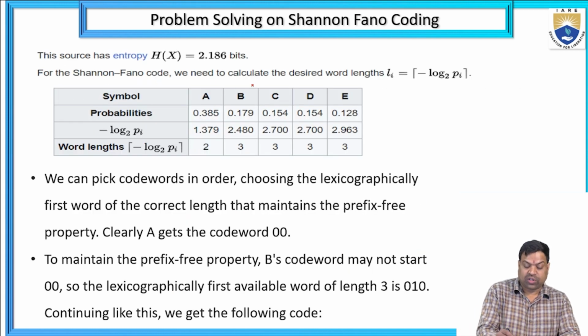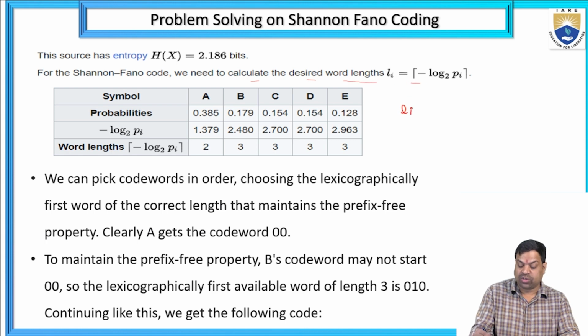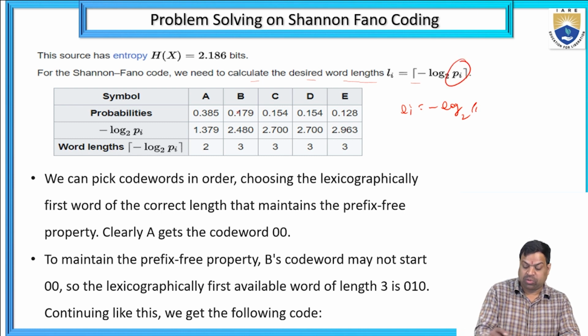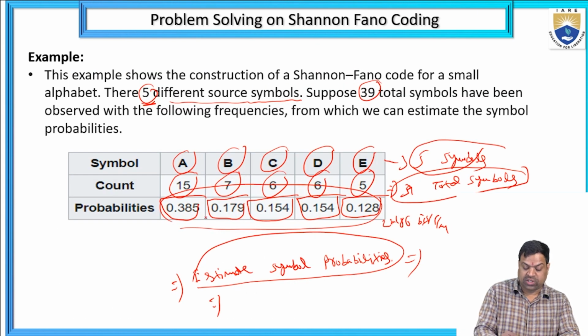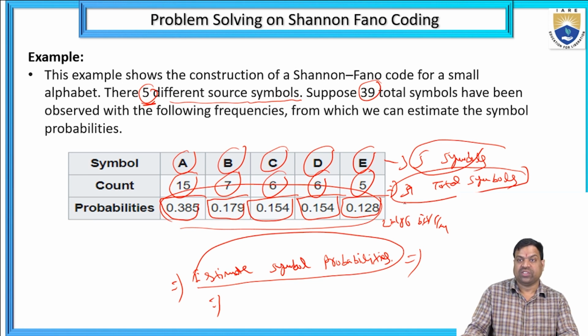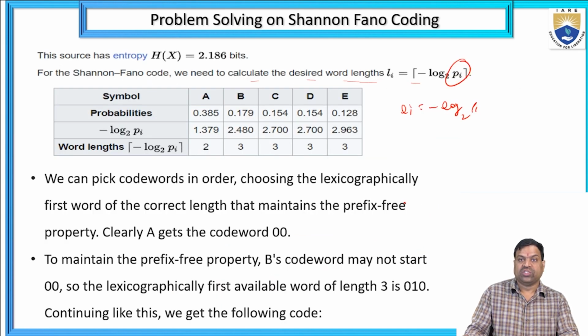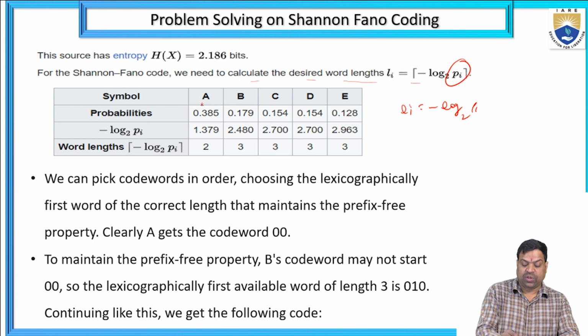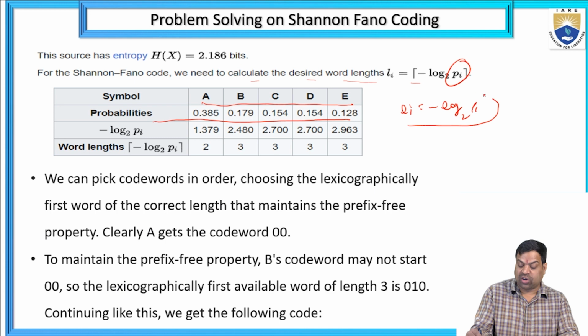For the Shannon-Fano code, we need to calculate the desired word length Li equal to minus log base 2 of Pi. Pi is nothing but the probability. What is the probability here? In the question it is already given: 0.385, 0.179, like this. The symbols, we already know from the question, are A, B, C, D, and the probabilities are also given. But we have to find the entropy. So for Shannon-Fano we calculate the word length Li equal to minus log of this.